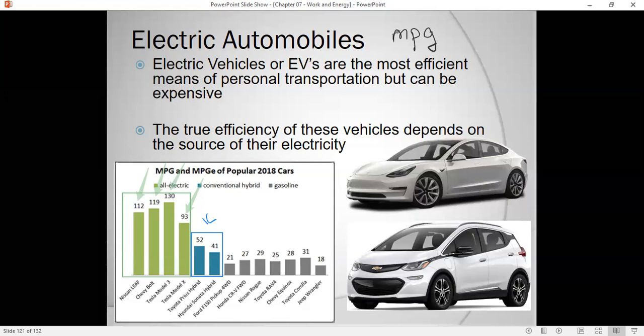Let's say like the Toyota RAV4 right here. It would use 5 times as much energy to go that 250 miles.